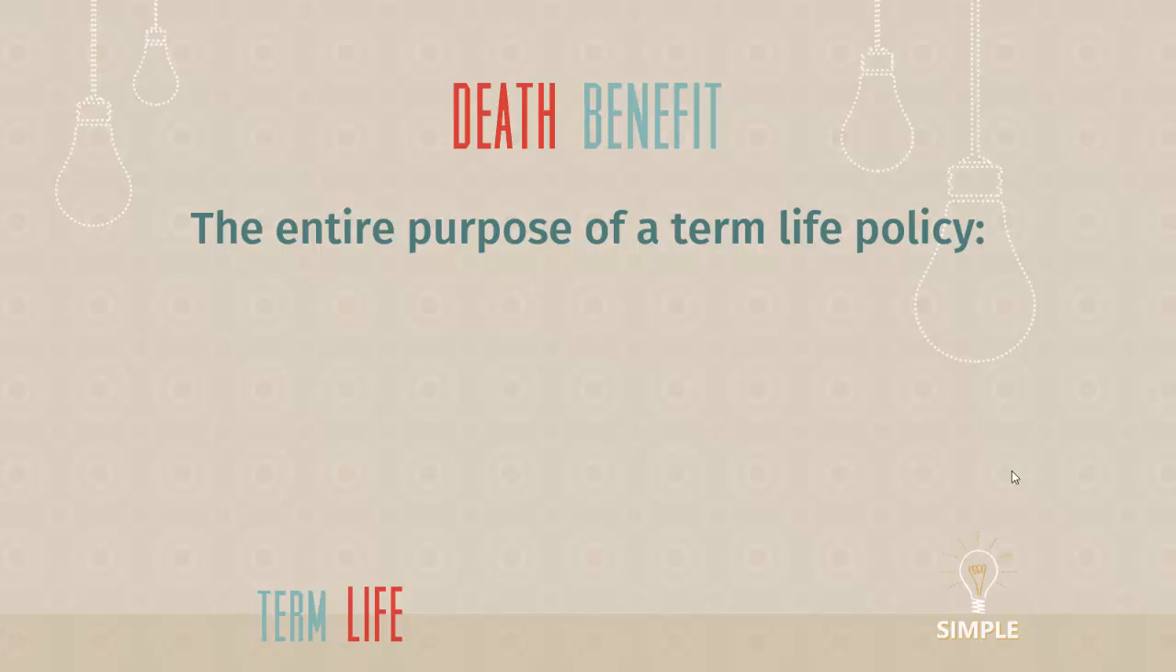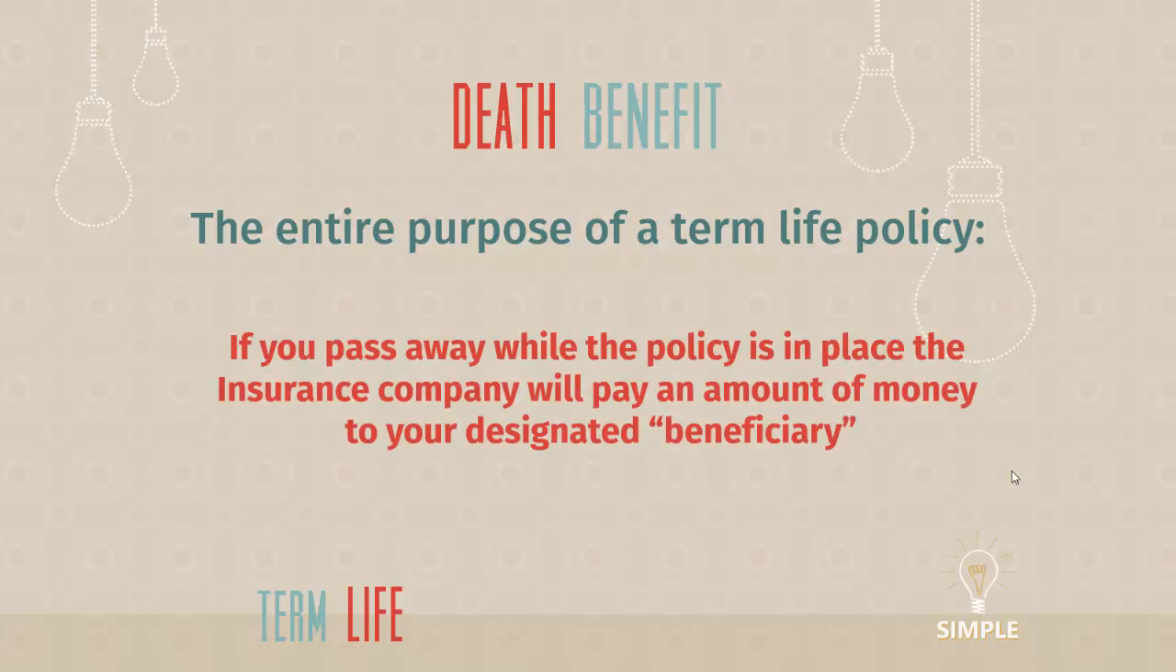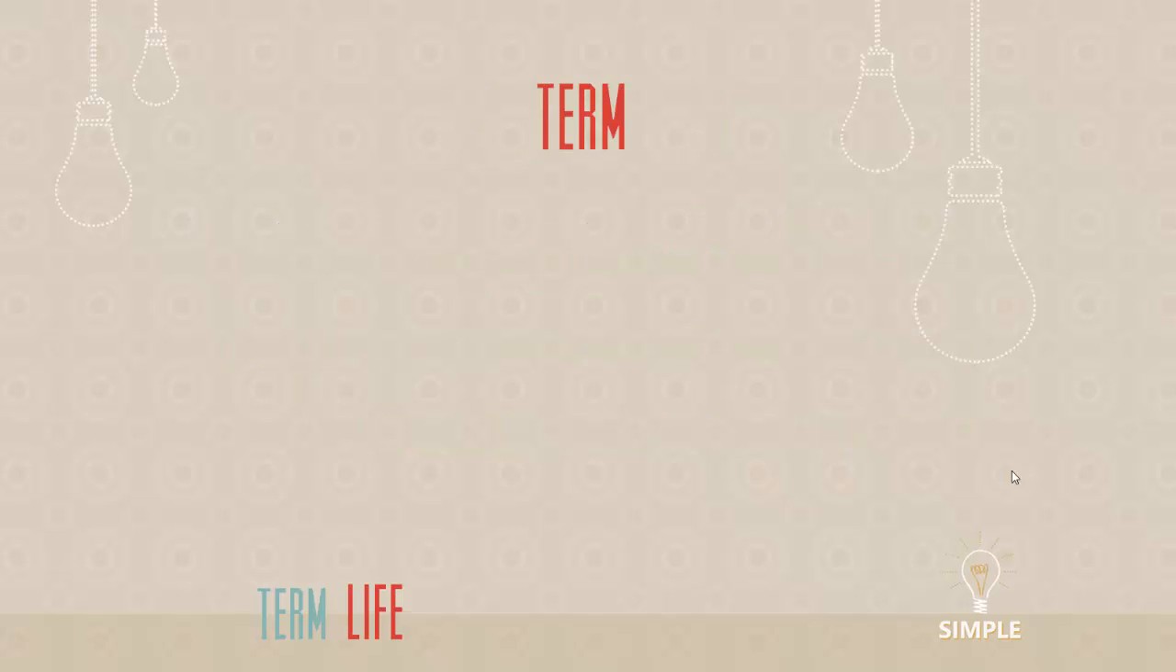Let's start with death benefit. The entire purpose of a term life policy is the death benefit. If you pass away while the policy is in place, the insurance company will pay an amount of money to the person or entity that you designate as your beneficiary. So some money is going to be put into the hands of the people you left behind or the entities that you left behind when you pass away.